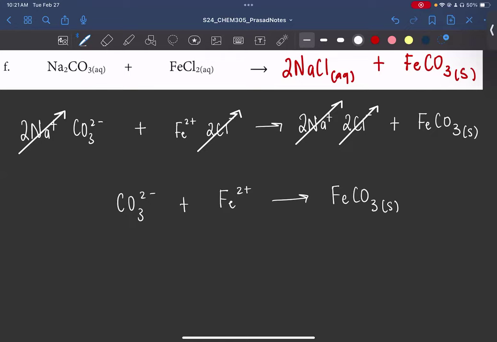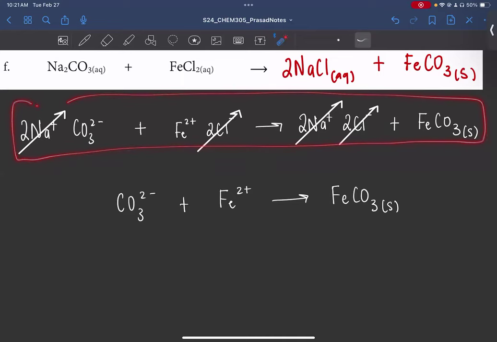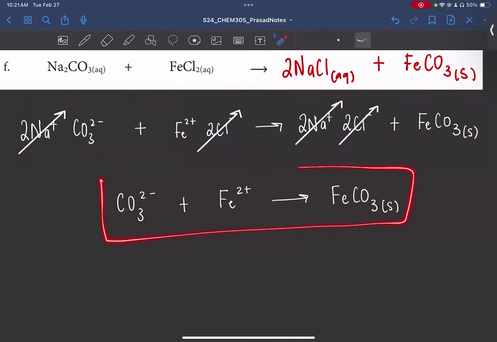On an exam, I can either ask you to provide the complete ionic equation, or I can ask you to provide the net ionic equation. This depends on the question. Any questions on this?